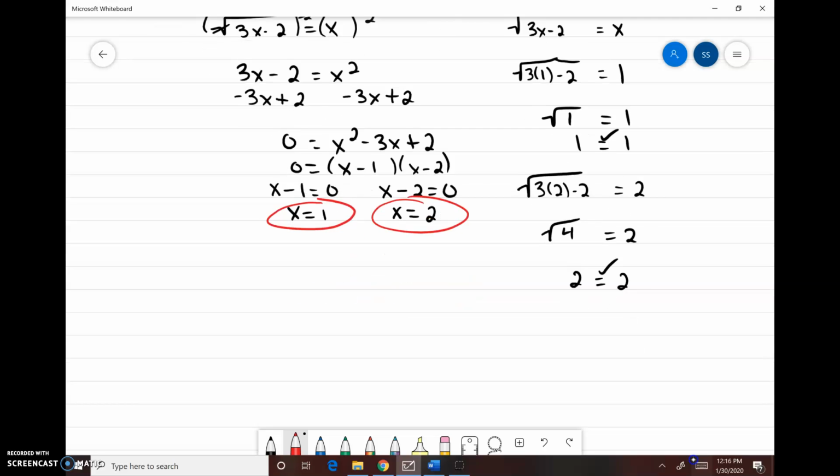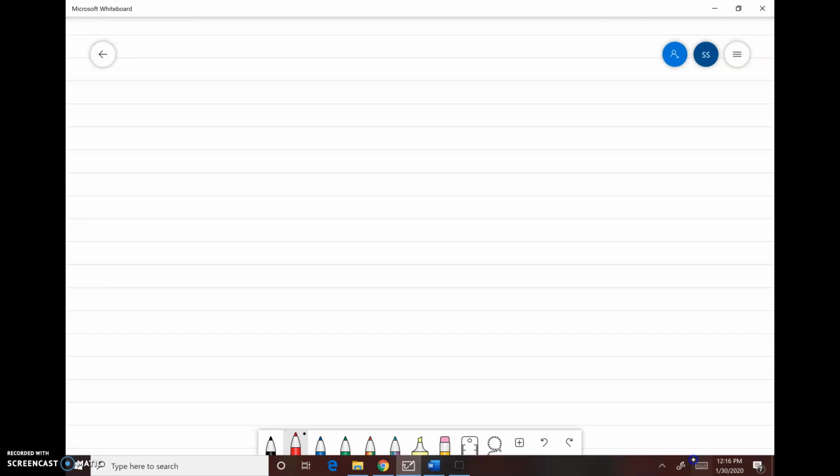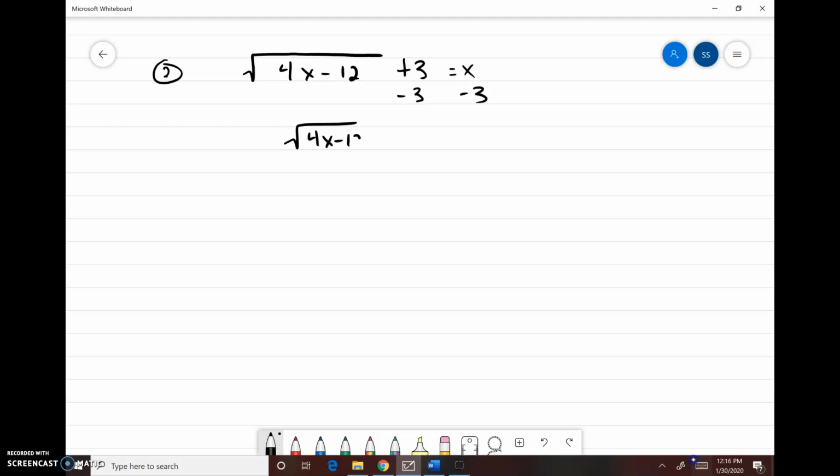All right, let's look at one more. Let's say we want to solve square root of 4x minus 12 plus 3 equals x. Now, keep in mind, before we start squaring each side, we need to get that square root term by itself. So I'm going to go ahead and subtract the 3 over. That's going to give me square root of 4x minus 12 is equal to x minus 3. Now that we have the square root term by itself, now I'm ready to square each side.